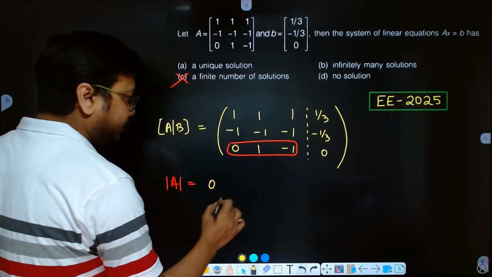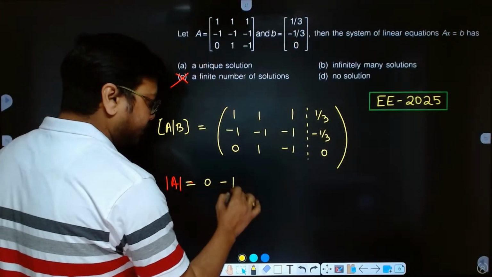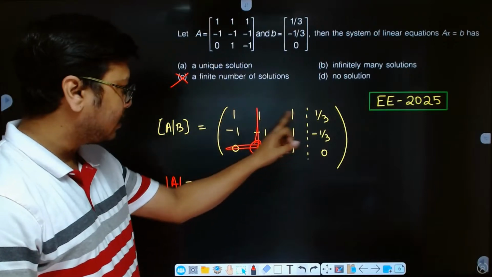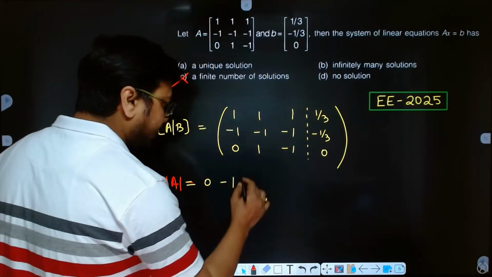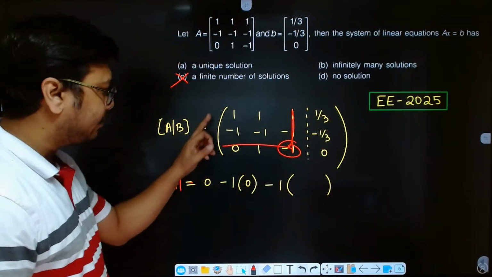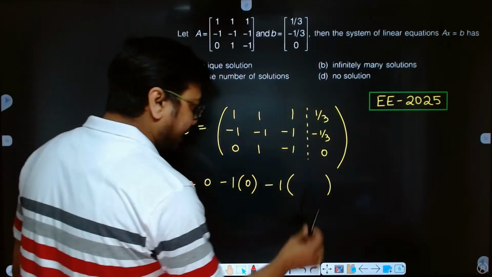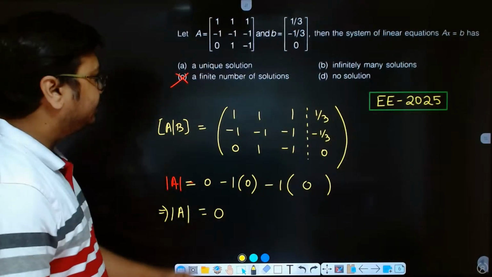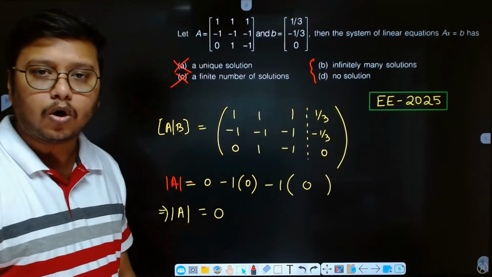the first element is 0, then minus 1 times, if I do this calculation, I'll have minus 1, minus of minus 1 plus 1. So minus 1 plus 1 becomes 0. Minus 1 times, if I expand along this, I will have minus 1, minus 1, minus 1 plus 1. So again that is 0. So the determinant is becoming 0. Determinant 0 means unique solution is out of the picture, so it is either infinite solution or no solution.